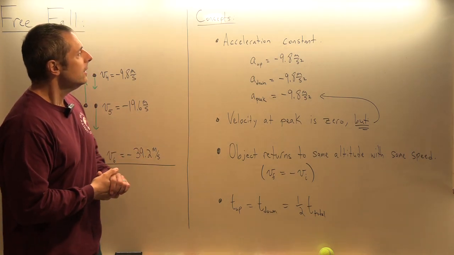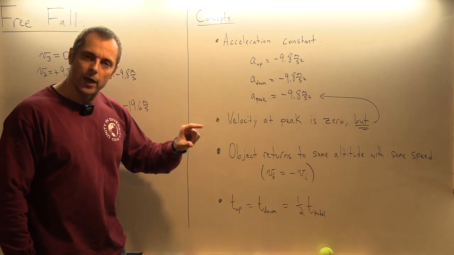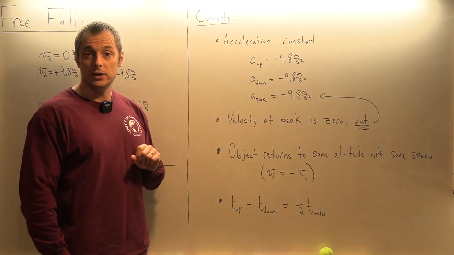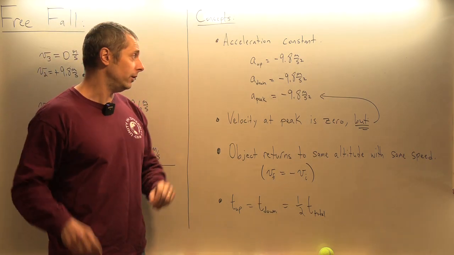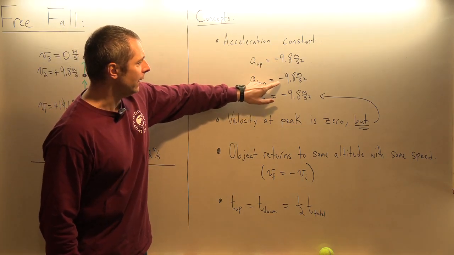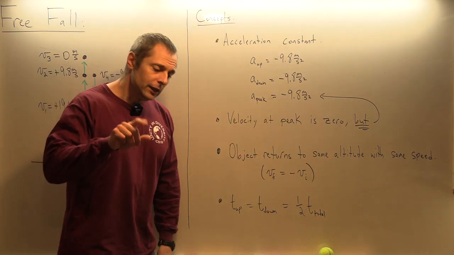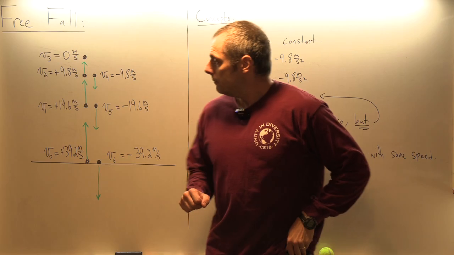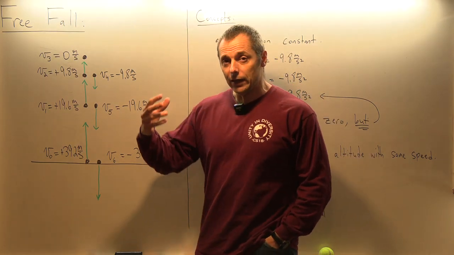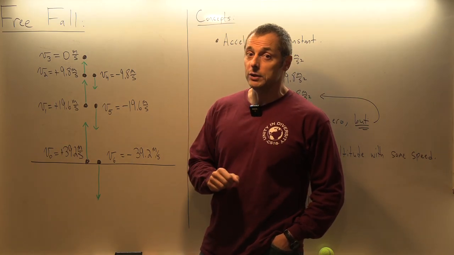Okay, now the concepts. The acceleration is constant the entire time the object is in that state of free fall. That means the acceleration on the way up is negative 9.8. On the way down, it's negative 9.8. And at the peak, it's negative 9.8. Let me talk about that for a while, because a lot of students, again, get rooted in that idea: negative acceleration means slowing down, positive means speeding up.